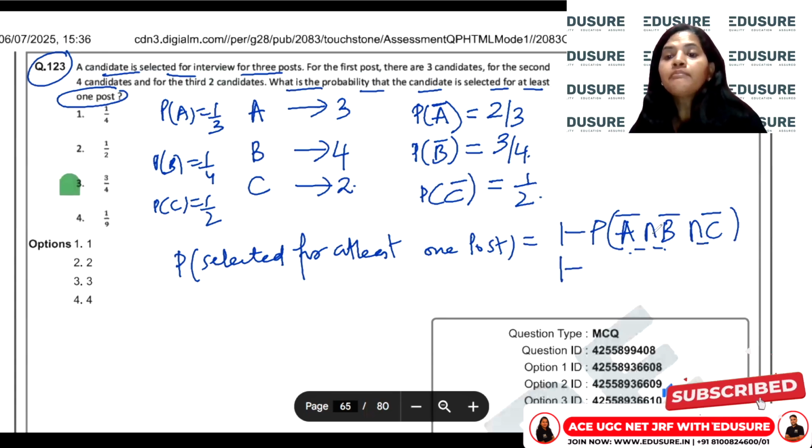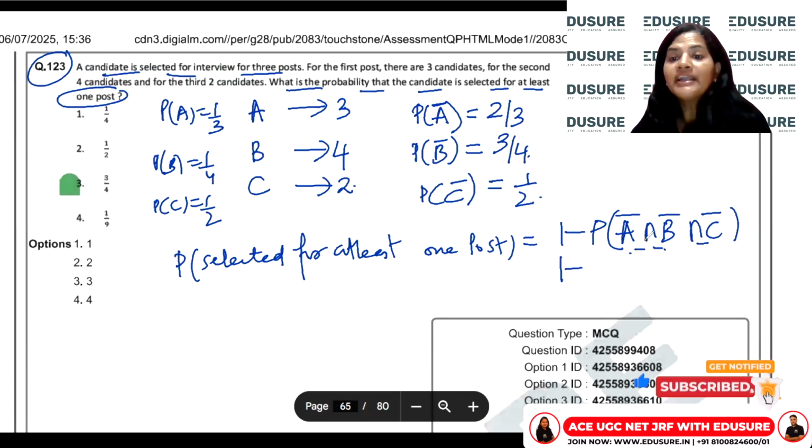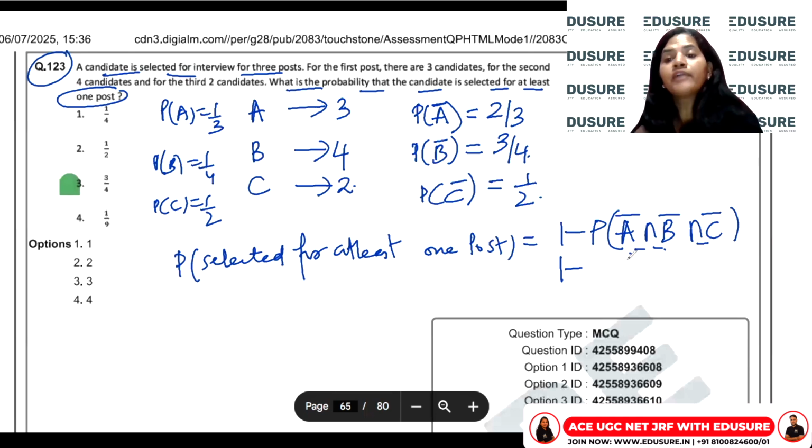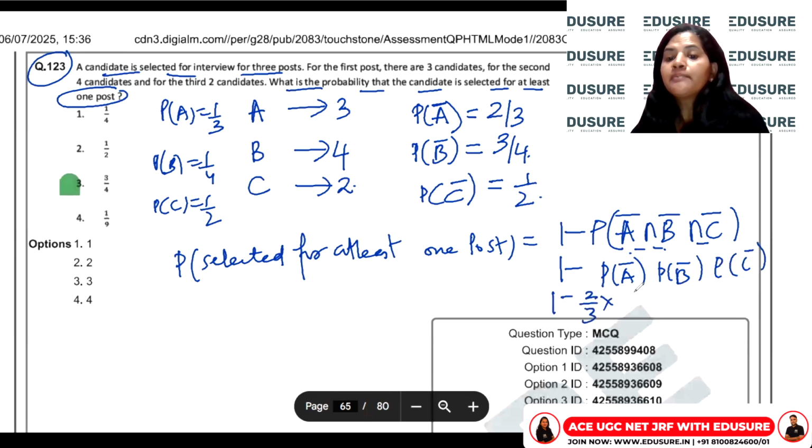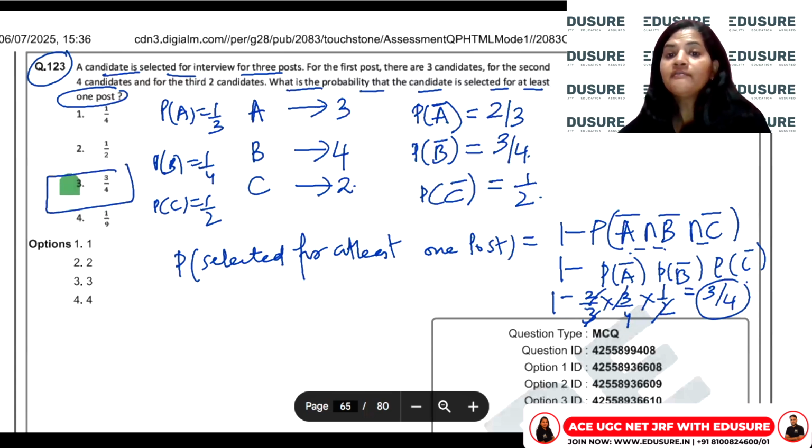Now, events A bar, B bar, and C bar are independent events. What are independent events? When one event does not affect the chances of happening of another event, those are called independent events. In case of independent events, we can multiply the probabilities. This is a property of independent events. So my answer would be 1 minus 2 by 3 multiplied by 3 by 4 multiplied by 1 by 2. So 1 minus 1 by 4 is 3 by 4. Whenever you are supposed to calculate the probability of an event which is involving at least, you should always calculate the probability of none and subtract it from 1.